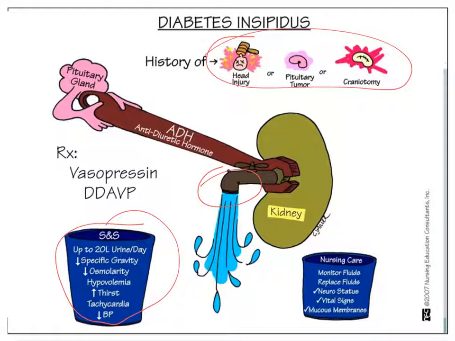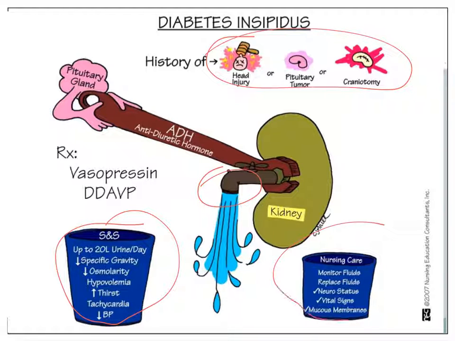Here are the specific signs and symptoms that the patient will present with initially. Up to 20 liters of urine a day. That's a large amount, so it's excessive voiding. Very clear urine. It's not concentrated at all. That's why the specific gravity and the osmolarity in the urine are low. The patient is hypovolemic, and they're thirsty because they're losing water. They get tachycardic, of course, and a low blood pressure due to the fact that they've lost so much volume.